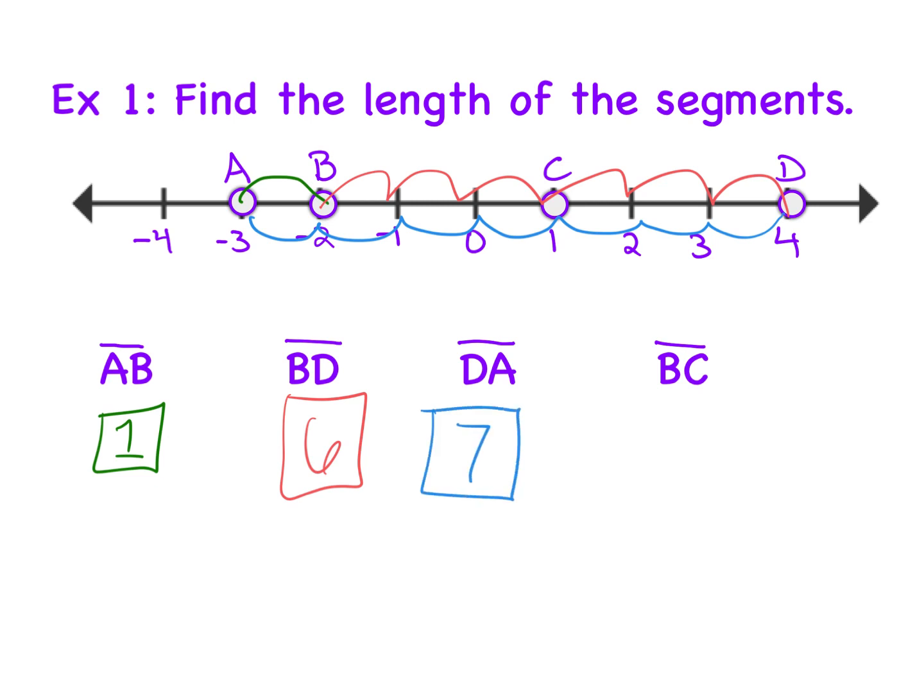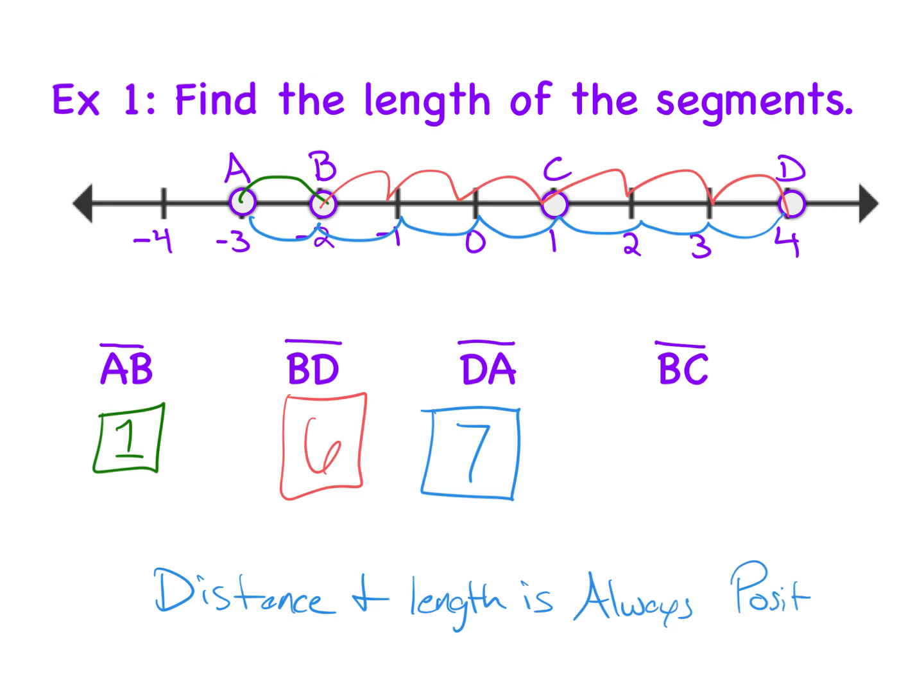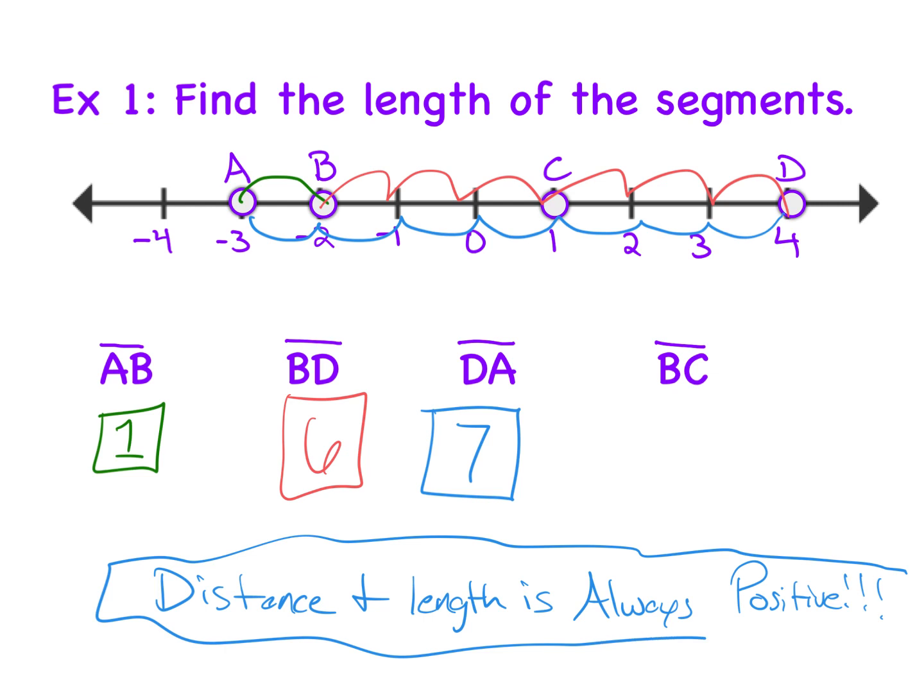So always just remember that, guys. Distance and length is always, always, always positive. It might be good to write: distance and length is always positive. It's always happy, right? It's never sad.